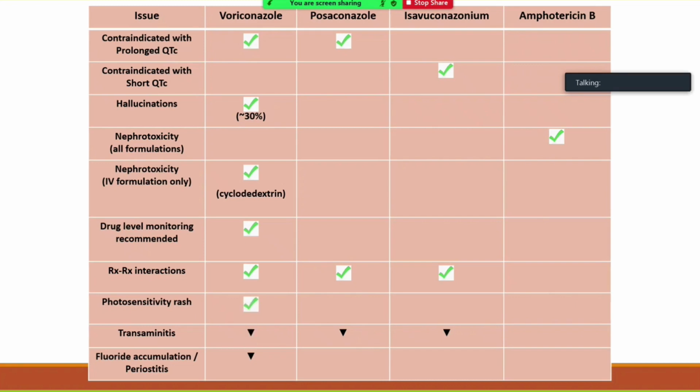Photosensitivity rash. We do use a good amount of Vori, so you do have to be careful. We live in Florida. We're seeing a lot of, for lack of a better word, older white patients that have skin cancer, so you also have to be careful about prolonged exposure to Vori in those types of patients as well. Transaminitis, because all of these drugs go through the liver, are all at risk. And fluoride accumulation, we have had cases at Moffitt, so you have to be very careful, especially people who have been on Vori 6 months or longer. It could definitely happen.